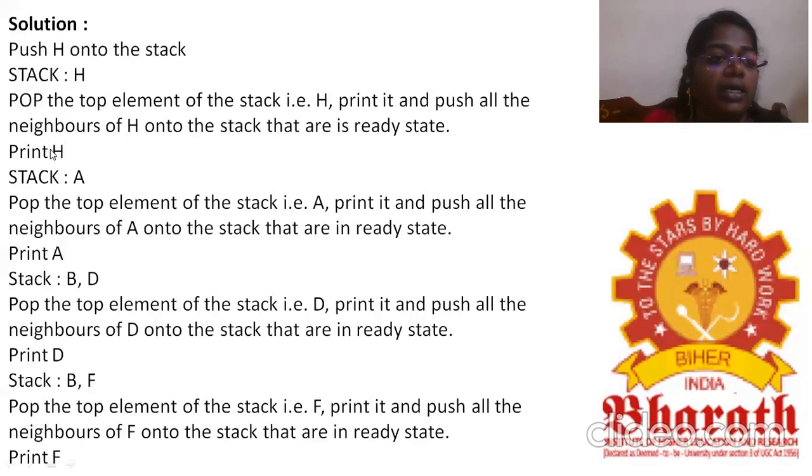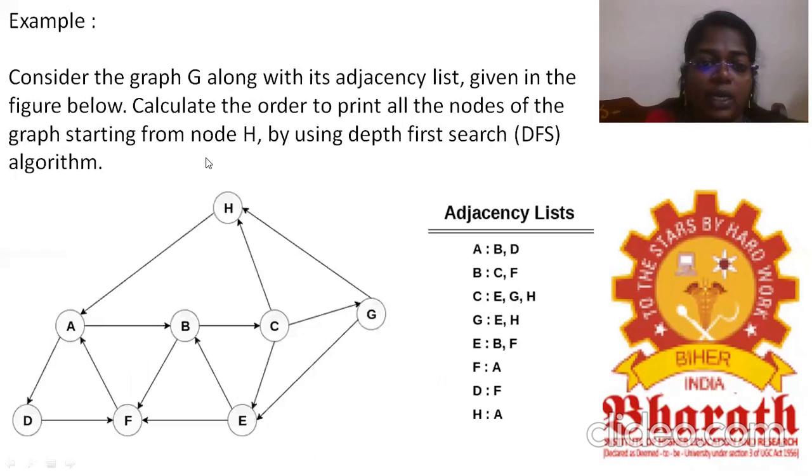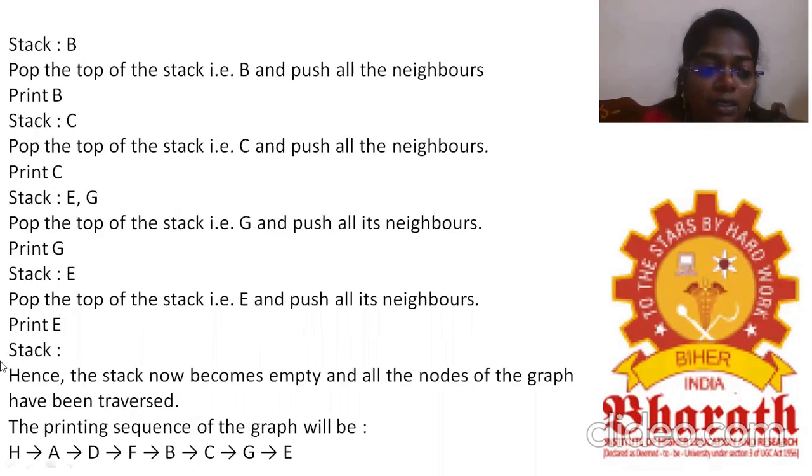Then after F, what have we printed? We printed B. After F, B. And after B, we printed C. After C, we printed the node G. And after node G, we printed E. So now check the given graph whether we have traversed all the nodes. H node we visited initially, A, B we visited, C we visited, all the nodes that are given in the graph we visited.